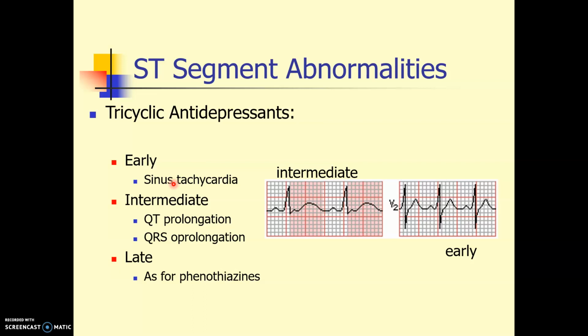The first thing to say is that the commonest and earliest ECG sign in a patient with tricyclic overdose is simply sinus tachycardia. As the toxicity progresses, the QT interval begins to prolong and the QRS complex widens. And then later changes may mimic what we talked about with phenothiazines. We actually have a lecture on tricyclic overdose in the toxicology section, and we talk a little bit more about the ECG changes there.